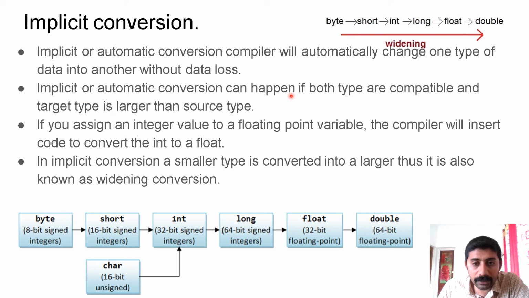Implicit or automatic conversion can happen if both types are compatible and the target type is larger than the source type. If the target type is larger, then widening will happen automatically. If you assign an integer value into a floating point value, the compiler will insert the code to convert the integer into a float. So byte will be converted to short, short will be converted to int. Like that, this widening operation will happen.